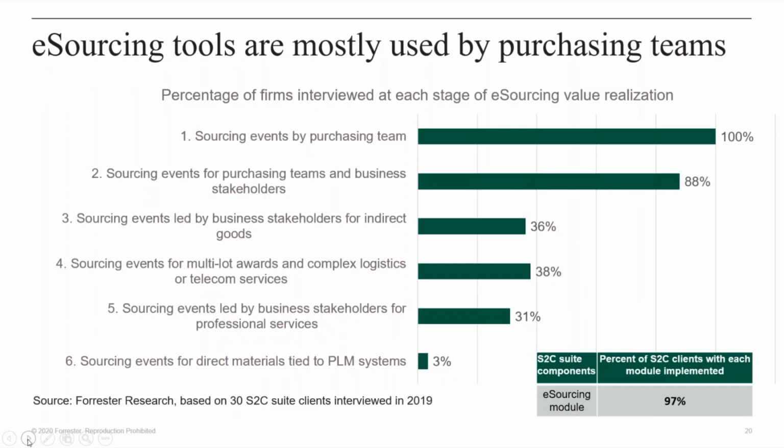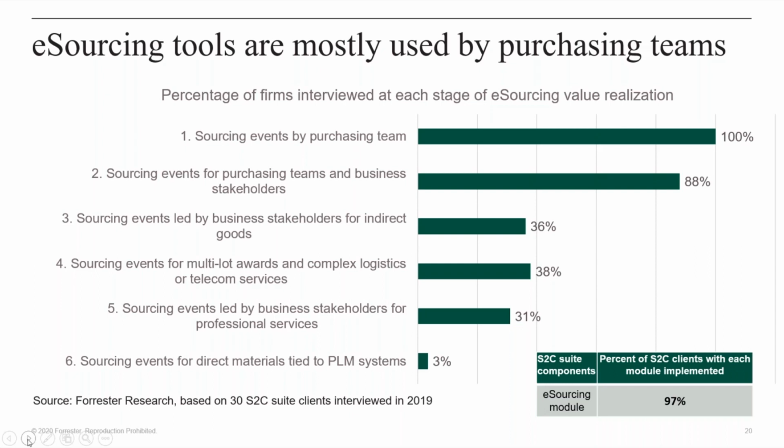Now, what we found in talking to lots of clients is there's real challenges in moving through this cycle. What we did this past year in 2019 is Forrester did a wave on source-to-contract suite vendors. And as part of that wave, we talked to 30 clients of the vendors that we had in the wave. And we asked each of them, where do you stand in terms of each of these stages of value realization? And what we learned, not surprisingly, is that pretty much everybody is running sourcing events by the purchasing team using the tools.